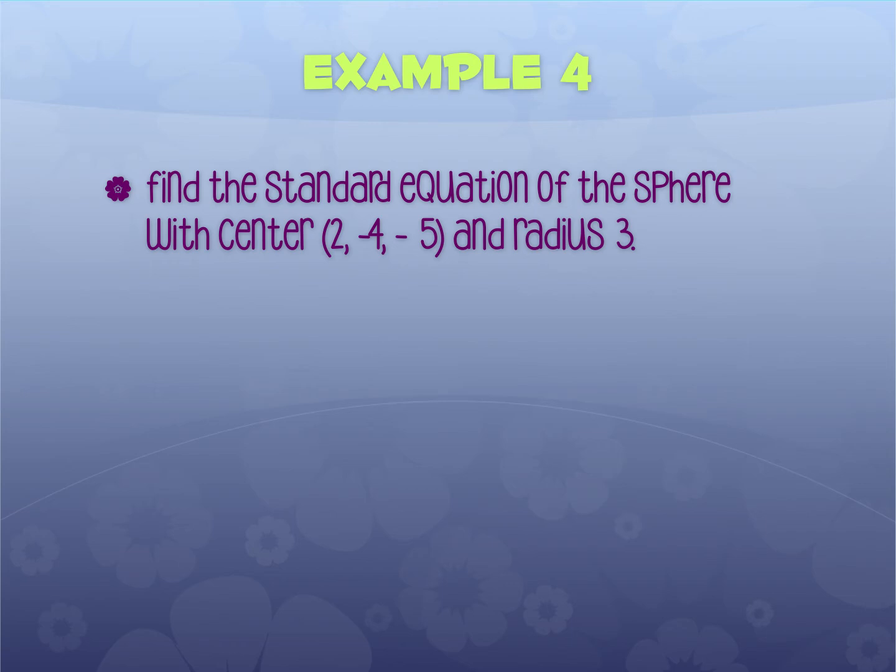So example 4 says find the standard equation of the sphere with a center of (2, -4, -5) and a radius of 3. We are just plugging in (x - h)² + (y - k)² + (z - j)² = r². Here's my x, there's my h, my k, my j, and then obviously this is r. So I would get (x - 2)² + (y + 4)², since minus a negative 4 becomes plus 4, plus (z + 5)², since minus a negative 5 becomes plus 5, equals the radius squared, which would be 9. And then you leave it just like that.